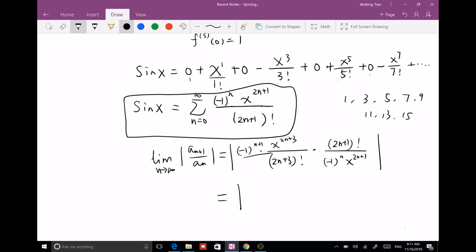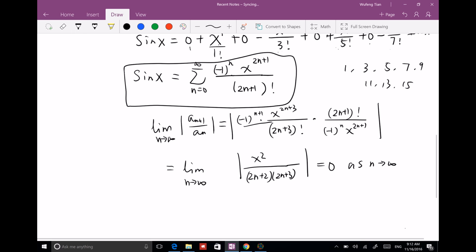That's what we did before. Simplify to get x squared over (2n plus 2) times (2n plus 3), as n goes to infinity. So this goes to infinity in the denominator and equals 0 as n goes to infinity. So no matter what x you choose, this is always 0. So the convergence radius is x from negative infinity to positive infinity. Okay, so that's the convergence radius for this series.